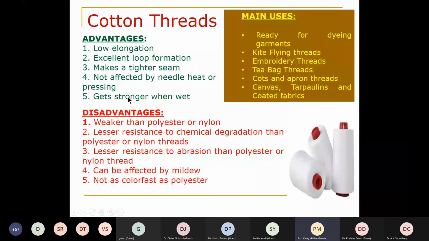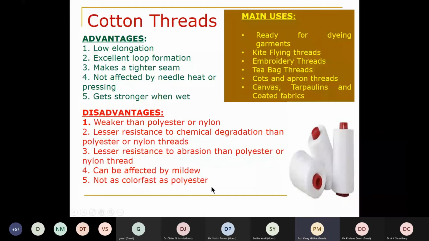Then the disadvantage of cotton thread is that it is weaker than polyester or nylon fibers. And depending upon our application, if more strength is required, then we may have to go for the polyester or the core spun threads. Then they have lesser resistance to chemical degradation than the polyester or nylon threads, and they have lesser resistance to abrasion also. They can be affected by mildew and are not as colorfast as the polyester.